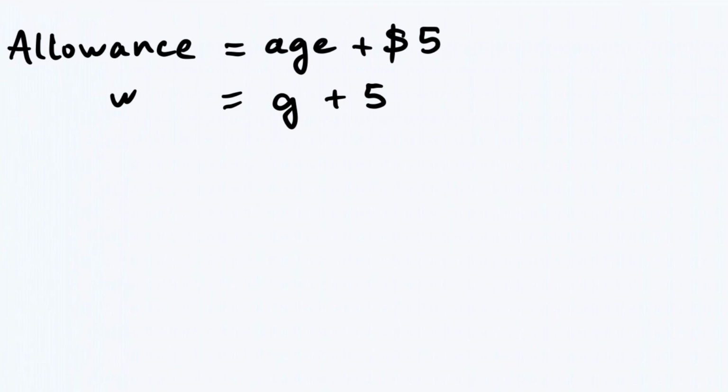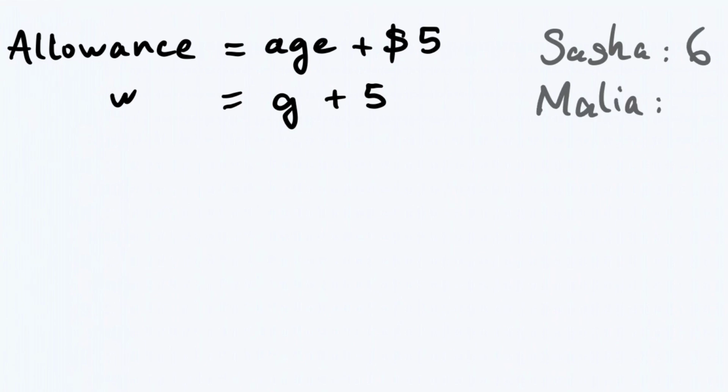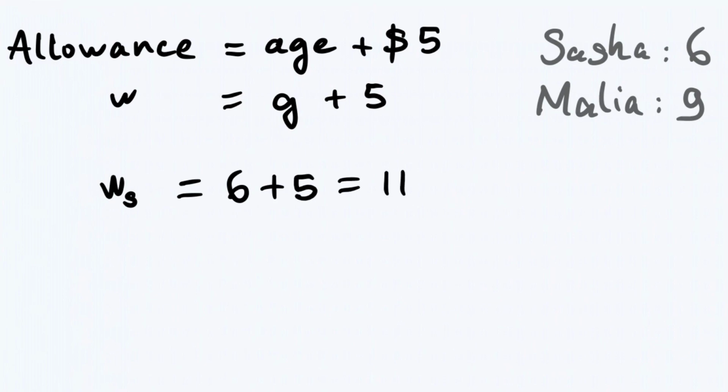In this family, we have two children. We have Sasha, who is 6, and we have Malia, and Malia is 9. So let's do Sasha's equation first. Her G is 6, to which we add 5, and this gives us 11. So Sasha's weekly allowance is $11. Now Malia, we know that Malia is 9. We add 5, and we get an allowance of $14.